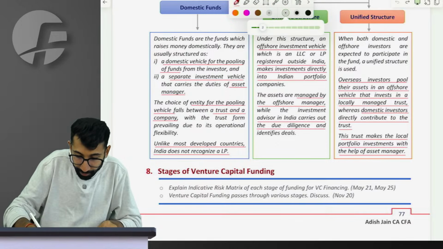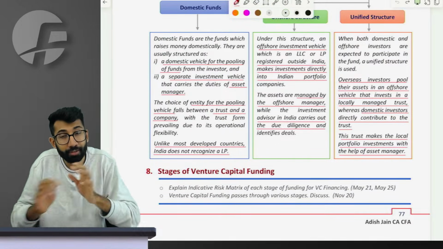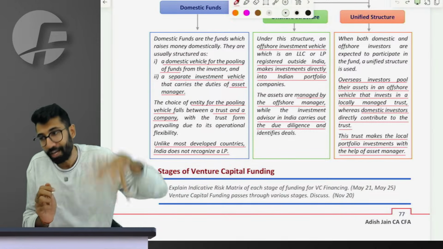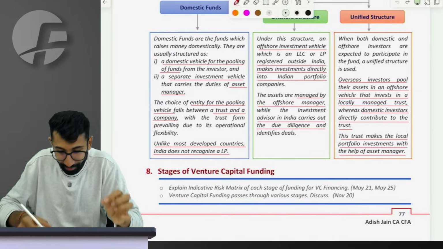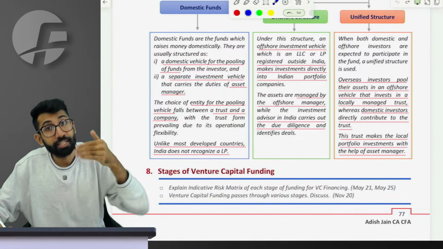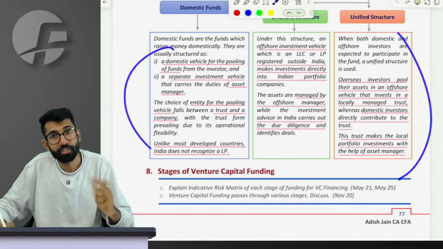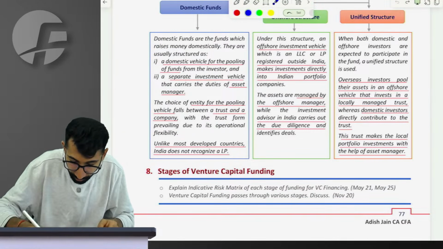Sometimes it does happen that you understand the thing really well, but when you read the text, you're not able to connect your understanding to the text. So my objective in this video is to make that connection, which is why despite explaining something to you really well, I am going through the text so that you have that comfort.